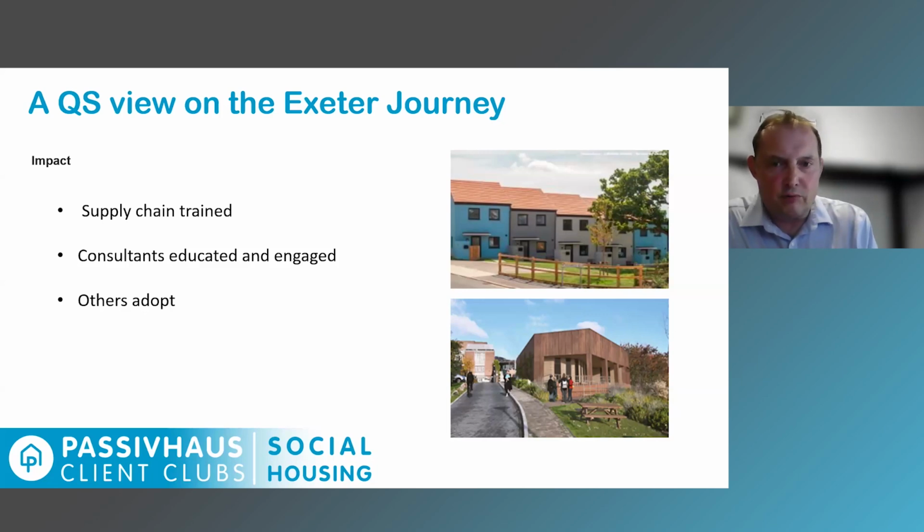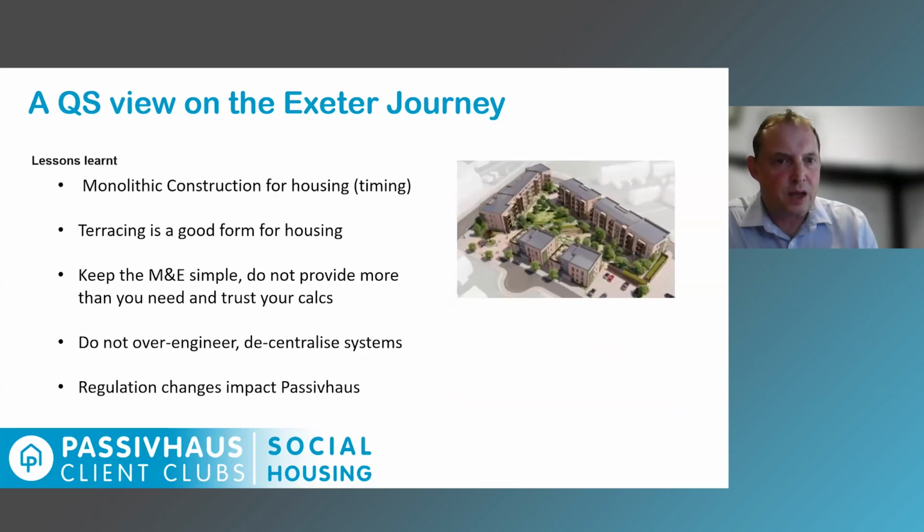So the top right picture is from Plymouth Community Homes, which is a housing association not too far away. Bottom right is the new multi-faith centre at the University of Exeter, which is Passive House. As part of their sustainability guide, the University now requires all their buildings to be built to Passive House. So it's grown with the council.